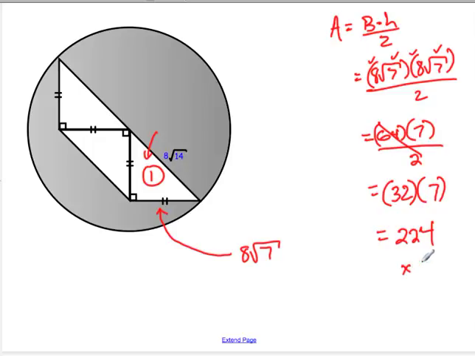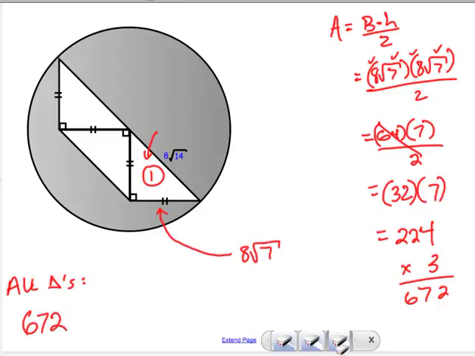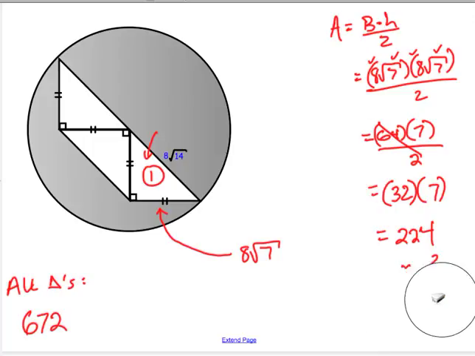But there's 3 of those. So all of the triangles have an area of 672. That's all of the triangles. And so now I need to figure out the area of the circle. Again, if you need more time to write this down, just ask for it to be paused.